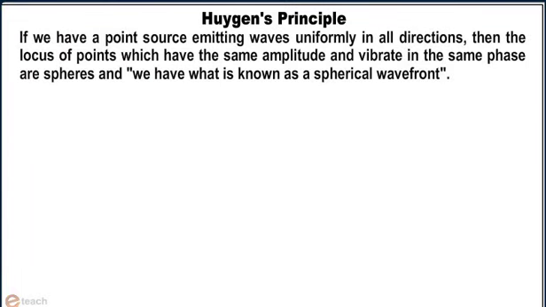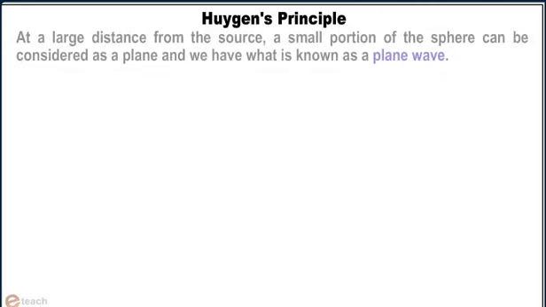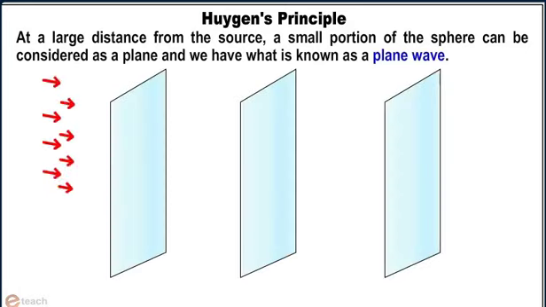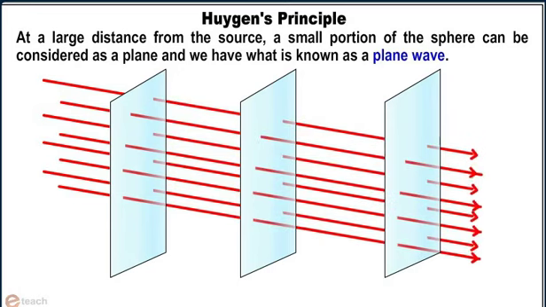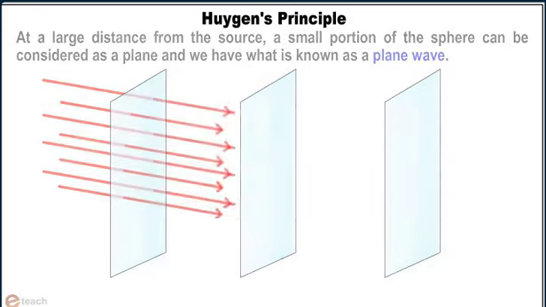If we have a point source emitting waves uniformly in all directions, then the locus of points which have the same amplitude and vibrate in the same phase are spheres, and we have what is known as a spherical wavefront. At a large distance from the source, a small portion of the sphere can be considered as a plane, and we have what is known as a plane wave.